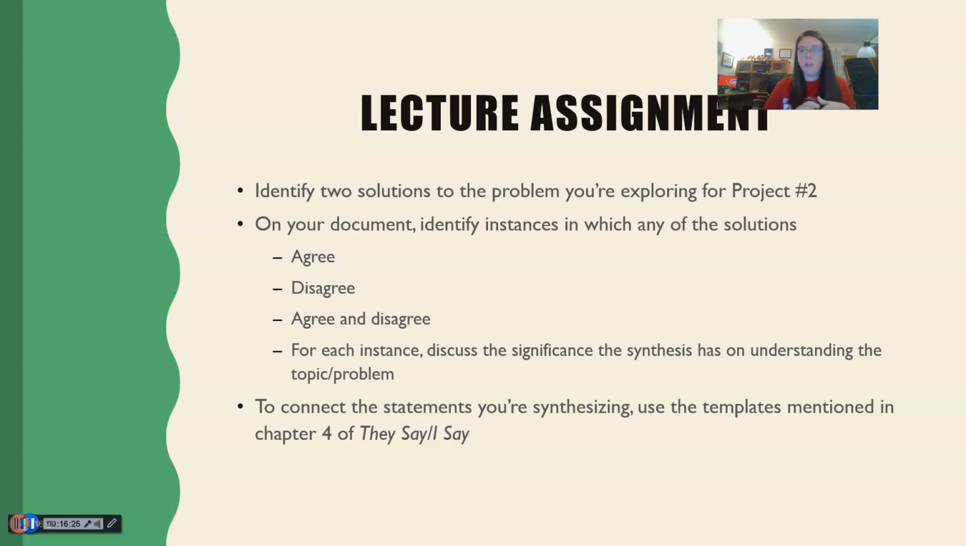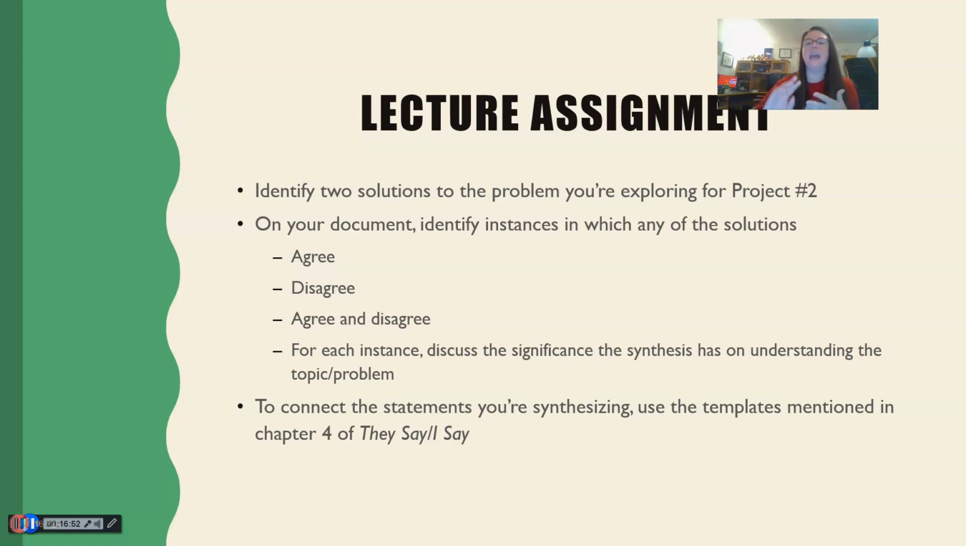So really what I want you to do is to say, okay, well, I've selected 2 solutions. This is where they agree on how to address this issue. This is how they disagree on their approach. This is where we could find some commonalities, or notice any major differences. And this is why it's important.